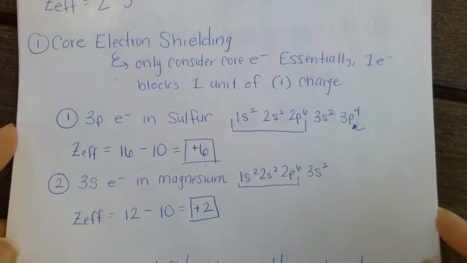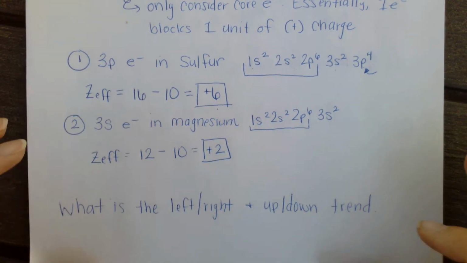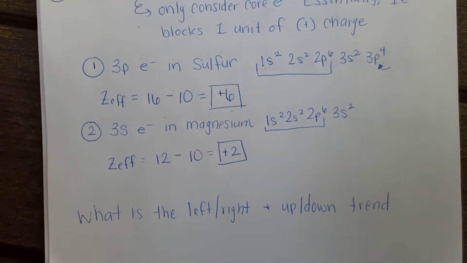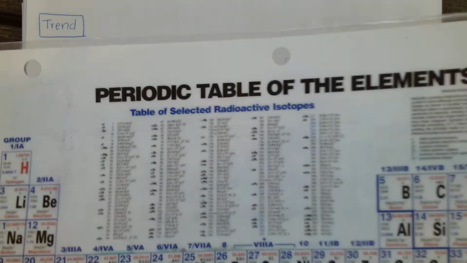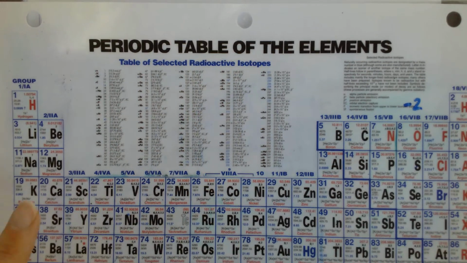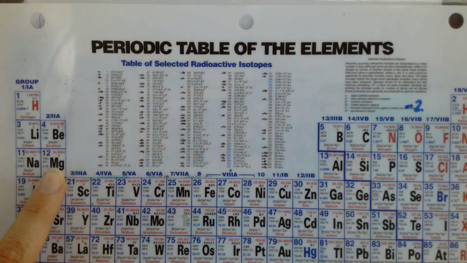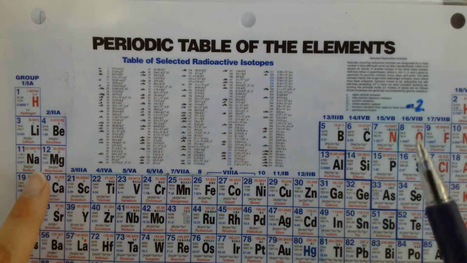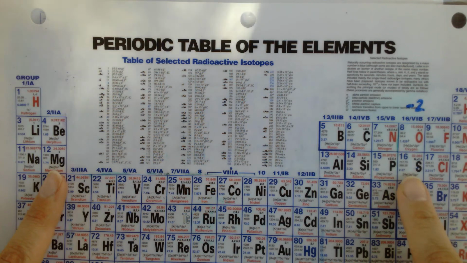All right, so if we go with our trends, we have our first arrow we can put on there, our left-right trend. We want to figure out a left-right, up-down trend for effective nuclear charge. So we go back up to our periodic table. Our two that we looked at, magnesium and sulfur. We're comparing magnesium and sulfur here. Magnesium had a plus 2 effective nuclear charge, and sulfur had a plus 6. So lower effective nuclear charge, higher effective nuclear charge.